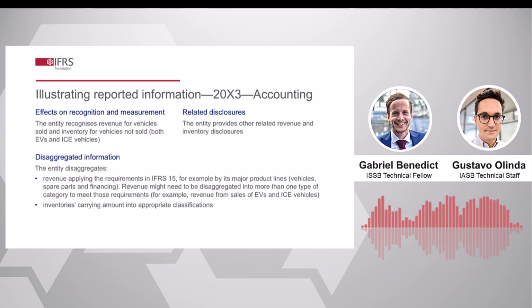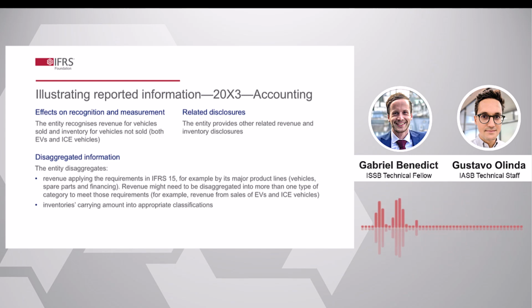The standard also states that an entity might be required to disaggregate revenue into more than one category to meet that objective. The actual categories used to disaggregate revenue in this example would depend on the specific facts and circumstances of the entity. Because this is a simplified example, we cannot reflect every consideration an entity would take into account in determining how to disaggregate its revenue.